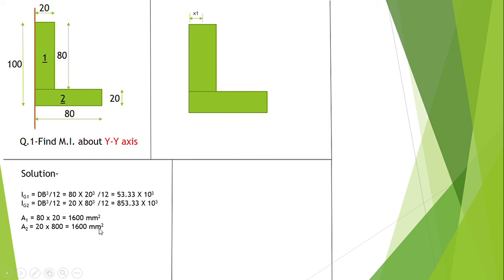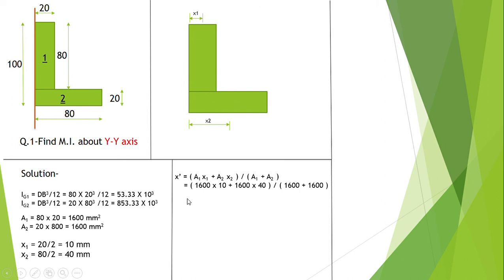Now for the y-axis we have to calculate the distance of the CG from the y-axis. If this is your y-axis, the CG will be here in the middle of this section, so it is x1. This is nothing but half of this 20, so it is 20 by 2, which is 10 mm. For the second section it will be half of this 80, x2, which is 80 by 2, equal to 40 mm.